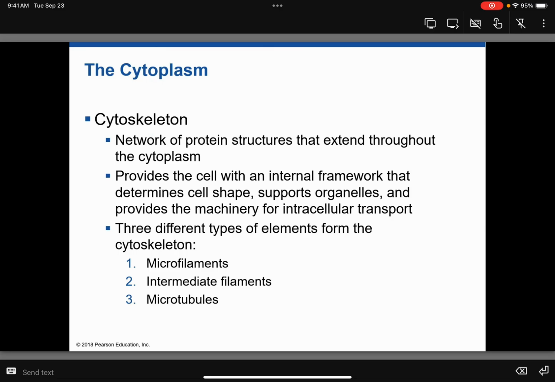And the cytoskeleton is made up of 3 different filaments. We have microfilaments, intermediate filaments, and microtubules. And you might write on there as well that the microfilaments are the largest and microtubules are the smallest. And then intermediate is somewhere in between.